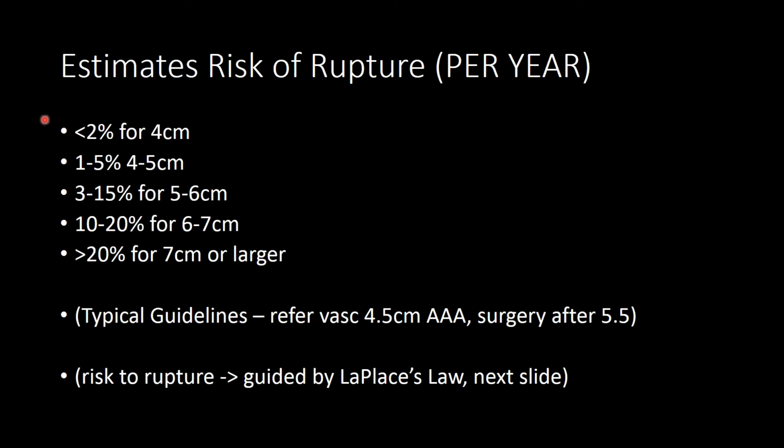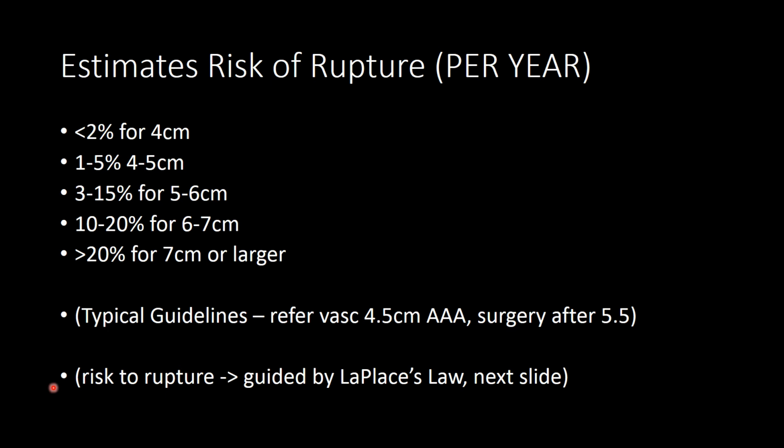The size of the aneurysm matters, and this chart listed here shows you why. The risk of rupture incrementally goes up as the size of the aneurysm increases. An aneurysm of 4 centimeters or less has a risk of rupture less than 2% per year. As you go from 4 to 5 to 6 to 7, you can see that over 7 has a greater than 20% risk of rupture over the year. Typical guidelines will recommend consult to vascular surgery around 4.5, and usually folks are scheduled for repair as that grows larger, greater than roughly 5.5 centimeters.